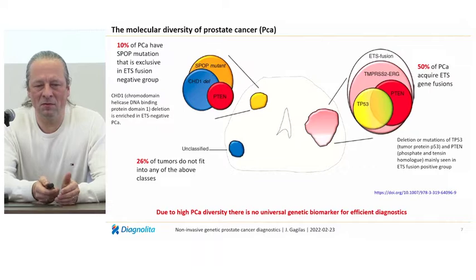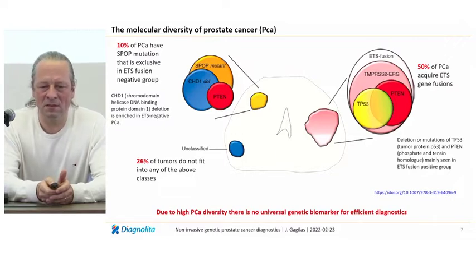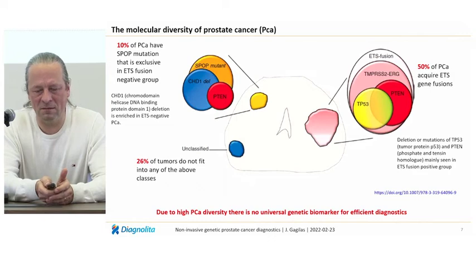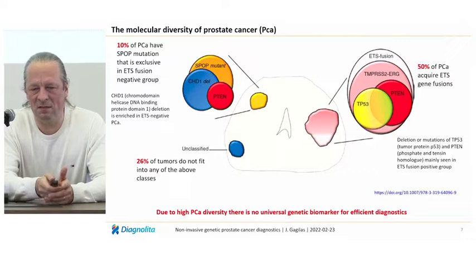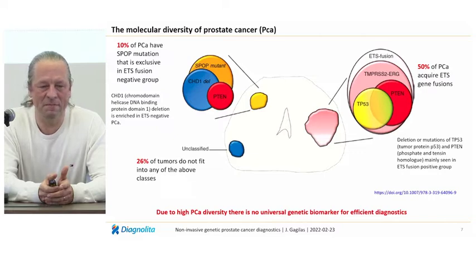So according to molecular profile, prostate cancer can be classified to ETS fusion positive. It's about 50% of all possible cancers. To the right side, you can see that this group contains the main fusion, which is TMPRSS2-ERG fusion. It's about 90% of all fusions. And in this group, you can often find tumors with TP53 mutations and PTEN deletion.